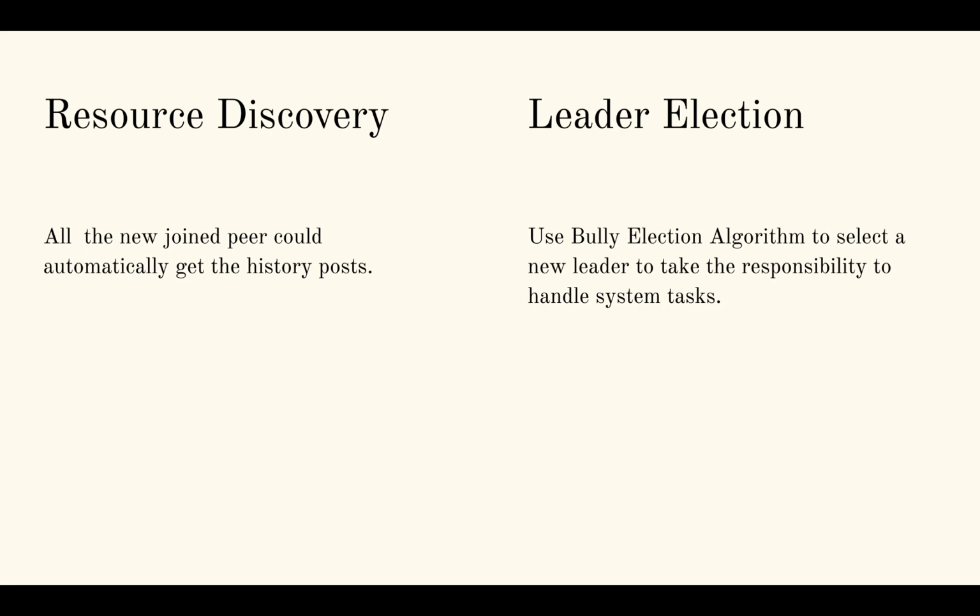And the last one is leader election. The leader of the room is responsible for handling snapshot and resource discovery. Each time the current leader exits, we will run our Bully election algorithm to elect a new leader to take the responsibility. That is a brief introduction about the four algorithms implemented in our project.